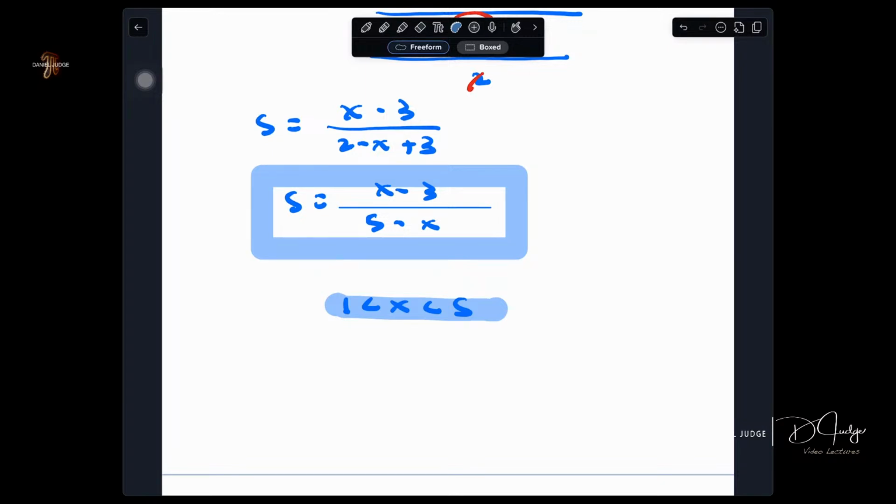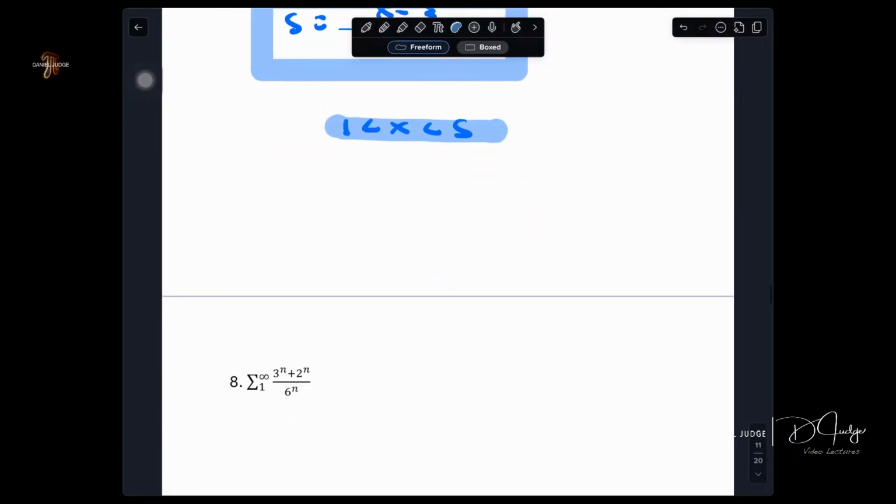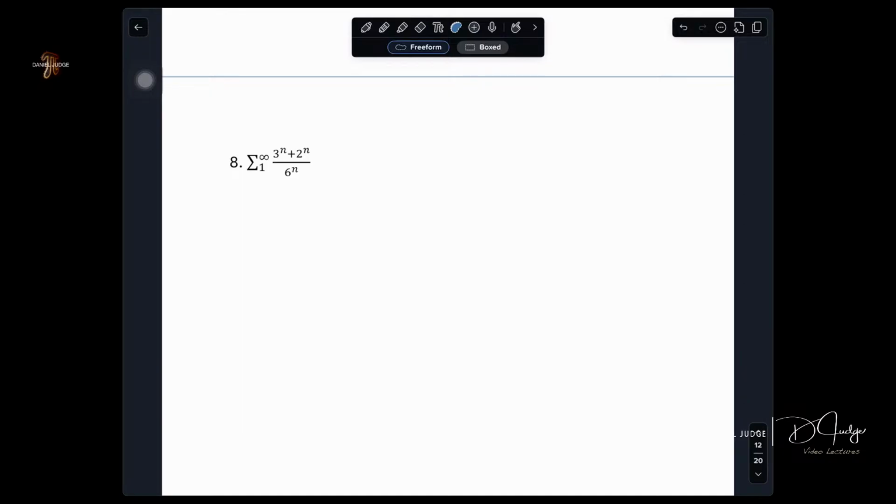All right, geometric series. Okay, now let's look at the last one here. And I'm going to have to get to this one at a later date because I have somebody at the door. So I'll send this to you guys now.